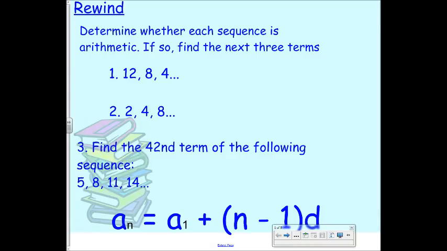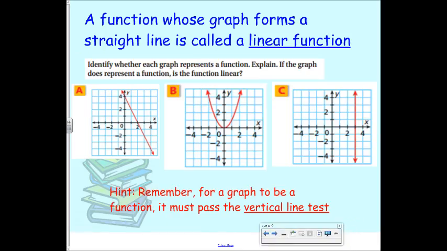All right, so chapter 5 is about linear functions. And when you take a look at these 3 graphs, the question here says, identify whether each graph represents a function, explain, and if it does represent a function, is the function linear? So there's actually 3 parts that are going on in there. So when we look at these, the first thing you need to identify is if it's a function. And remember, think back to when we talked about functions. We talked about them using tables, using mapping diagrams, and using ordered pairs. How did you identify if it was a function or not? How could you tell if it was a function?